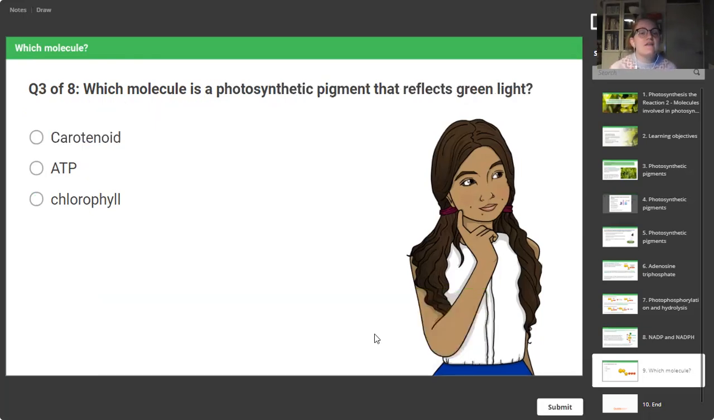Which molecule is a photosynthetic pigment that reflects green light? Well, carotenoid is a photosynthetic pigment, but it doesn't reflect green light. It reflects reds, oranges, and yellows. ATP is an energy molecule, so it has to be chlorophyll.